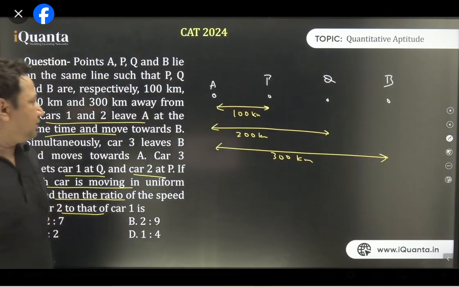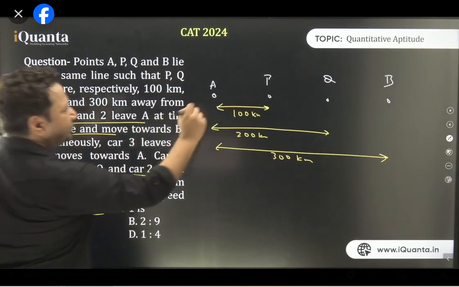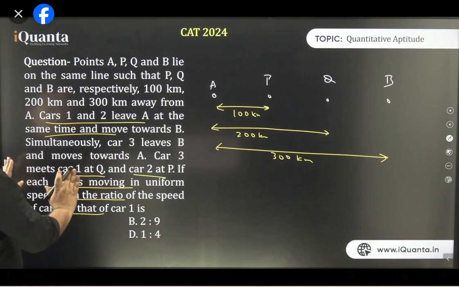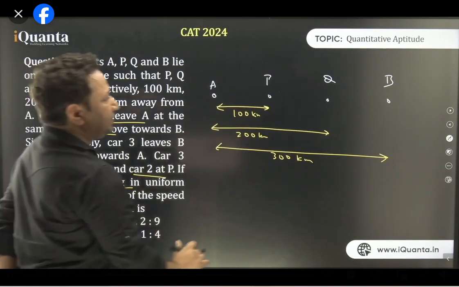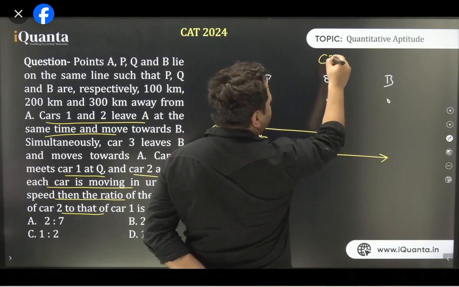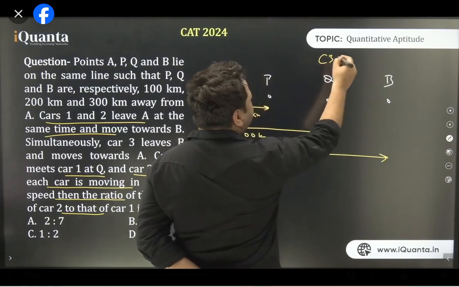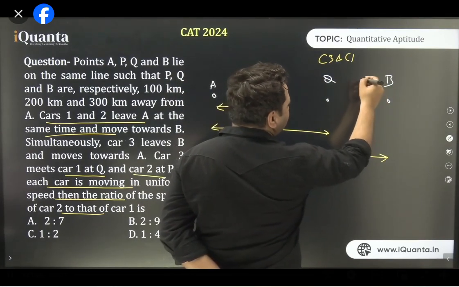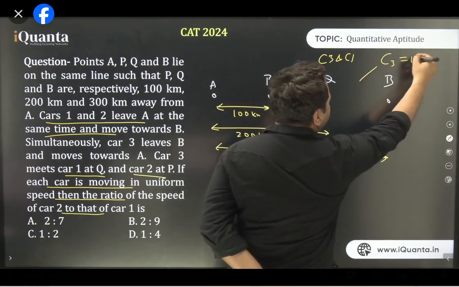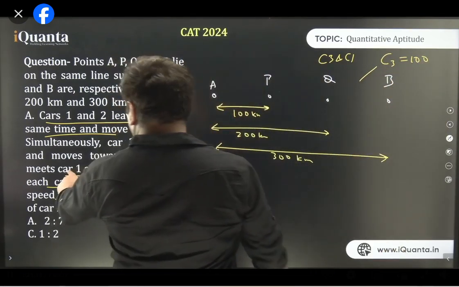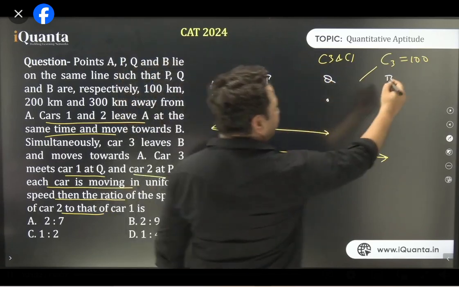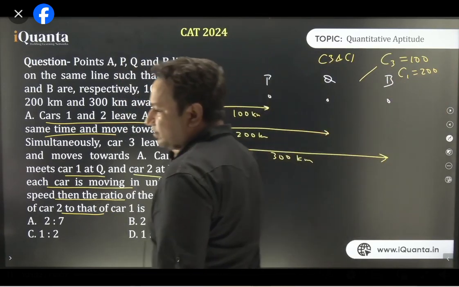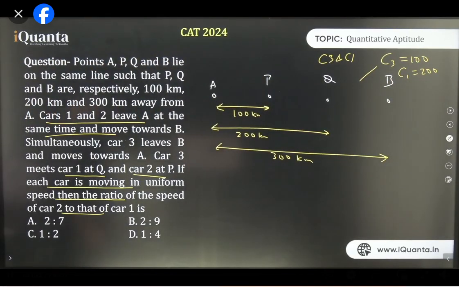So car 1 and 2 move from A and car 3 leaves B and moves towards A. Car 3 meets car 1 at Q. Car 3 and car 1 meet each other here. So car 3 must have traveled how much? Car 3 must have traveled B to Q, that is only 100, while car 1 must have traveled from here to here, that is 200 kilometers, right? So by the time car 3 has moved 100 kilometers from B to Q, car 1 has moved 200 from A to Q.